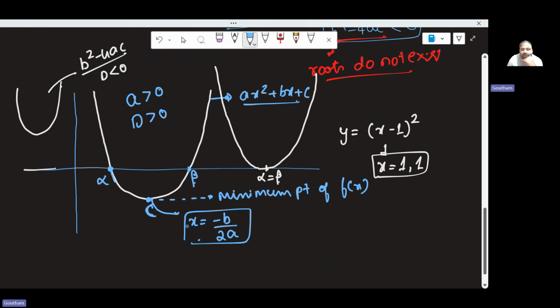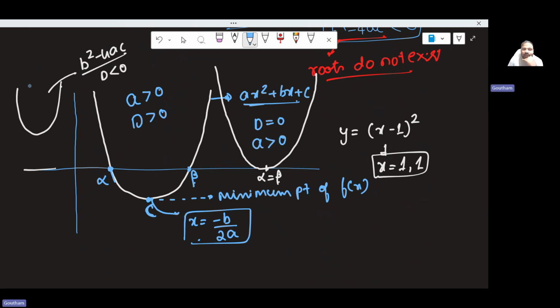Now, what about this one? Alpha is equal to beta. Again, here d is equal to 0. And since it is opening upwards, this is also a greater than 0. Here, again, a is greater than 0, but d will come out to be less than 0. That is the reason the roots are not real. It is in the imaginary plane. Now, how does the imaginary plane look like? All those curiosities will be addressed when we are doing complex numbers.